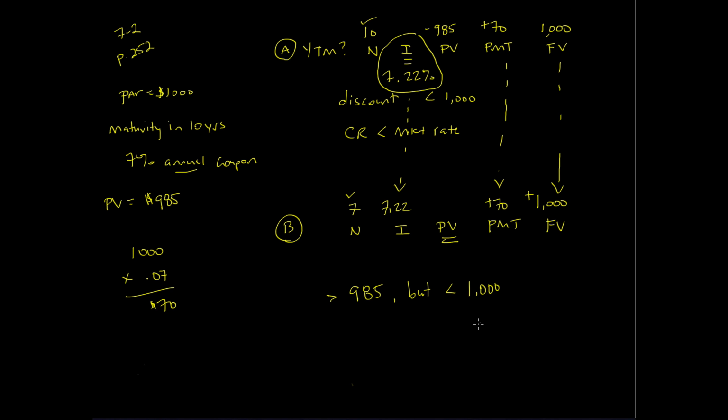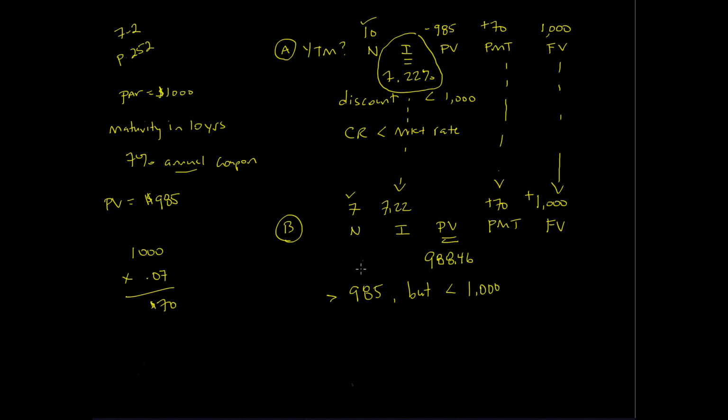1,000. So plug in these inputs and see what you get on the calculator. You should get 988.46. And that is the correct answer. So our theory was correct. It's greater than 985 but less than 1,000.